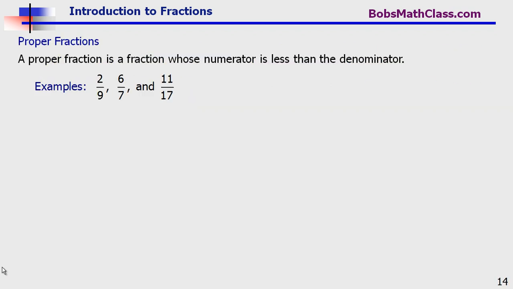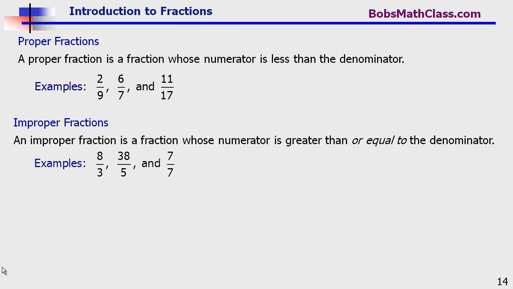Proper fractions. A proper fraction is a fraction whose numerator is less than the denominator. So the top number has to be smaller than the bottom number. Here are some examples: 2/9, 6/7, and 11/17. These are all proper fractions because the numerator is less than the denominator.